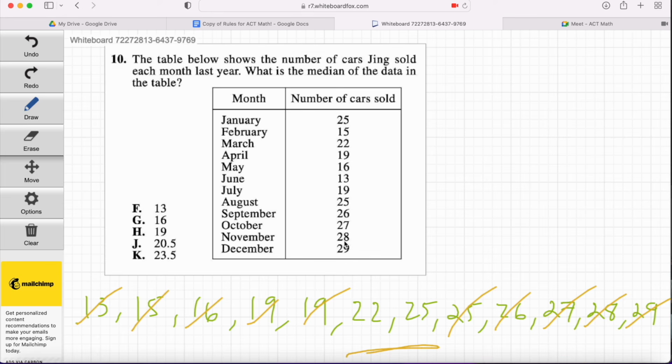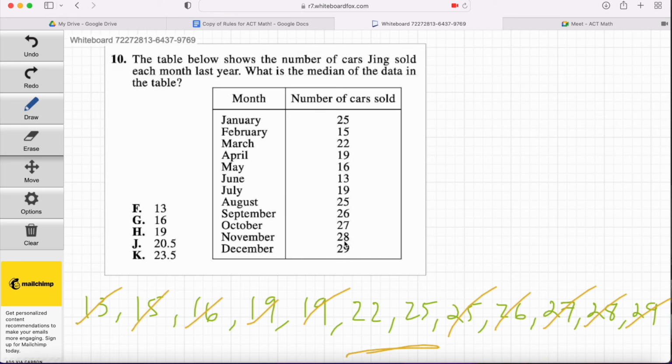Another way to do it is if you've got 12 numbers, you should realize that 6 and 7 are going to be your middle two terms on an even set of numbers. And that's the case here. 22 is value number 6 and 25 is value number 7. I like the crossing out method. It's hard to mess up if you have a small set of numbers. If you've got like 300 numbers in a set, it's different. Crossing out, I don't recommend it.